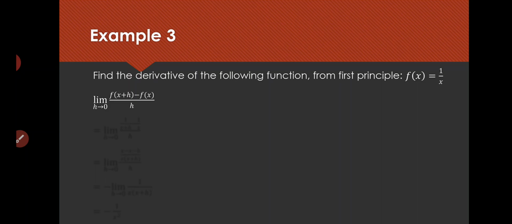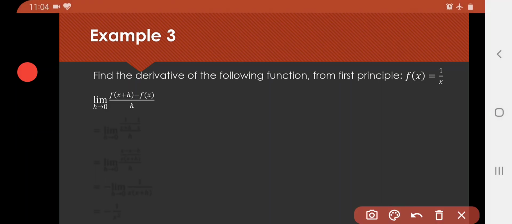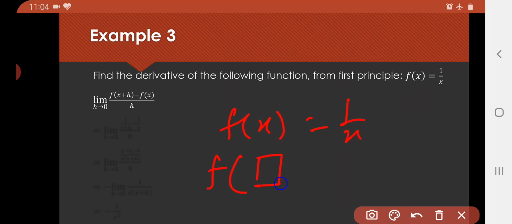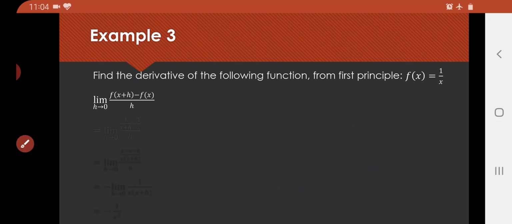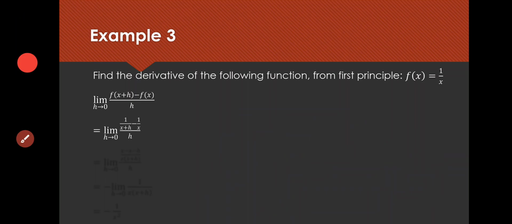So f of x plus h, once again, f of x is given 1 upon x. So this is like f of some box is equals to 1 by that box. Therefore if I have x plus h here, I will write here also x plus h. Fine. So this is what I get: f of x plus h is 1 by x plus h, minus f of x which is 1 by x.